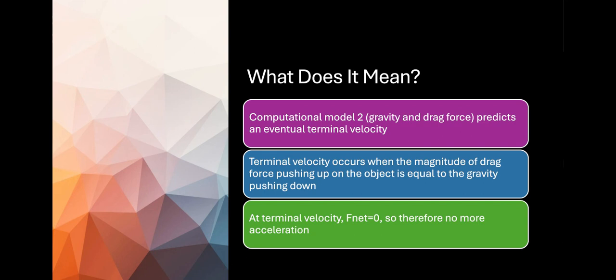So what do these results mean? So computational model 2, which includes gravity and drag force, predicts an eventual terminal velocity. And terminal velocity occurs when the magnitude of drag force pushing up on the object is equal to the gravity pushing down. So at terminal velocity, F net equals 0, so therefore there is no more acceleration.